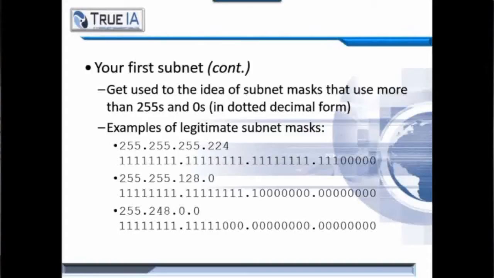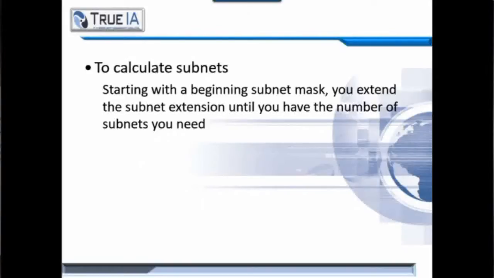It's important for you to follow me here. You've got to get used to the idea of subnet masks that use more than 255s and zeros. It's not unusual to see a subnet mask of 255.255.255.224 or even 255.255.128.0. Now, we're ready to calculate our subnets. Starting with a beginning subnet mask, you extend the subnet extension until you have the number of subnets that you need.